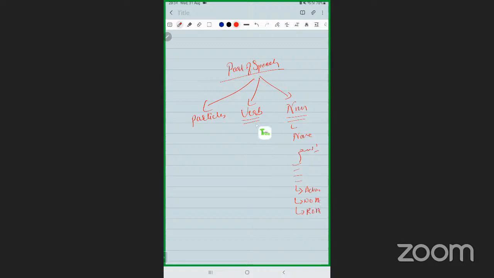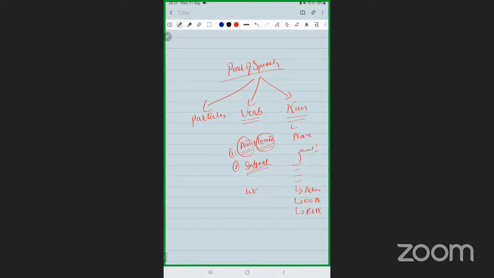Whereas what is verb? Verb is action word plus tense. Point to be noted: action word plus tense. If you remove the tense from a verb, whatever remains will be a noun. And one more important thing to remember about a verb is that it is always written with its subject. Then it will make sense.